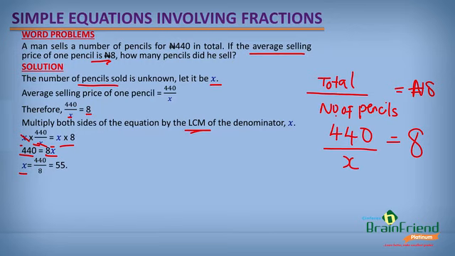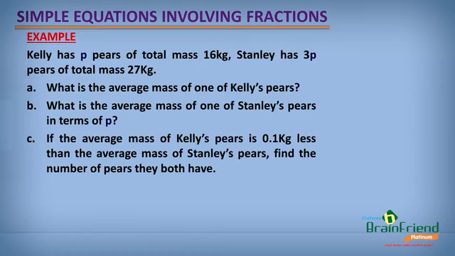So x is equal to 440 over 8. 440 divided by 8 gives us 55. That means the number of pencils the man sold is 55. He sold 55 pencils. Now, second word problem.